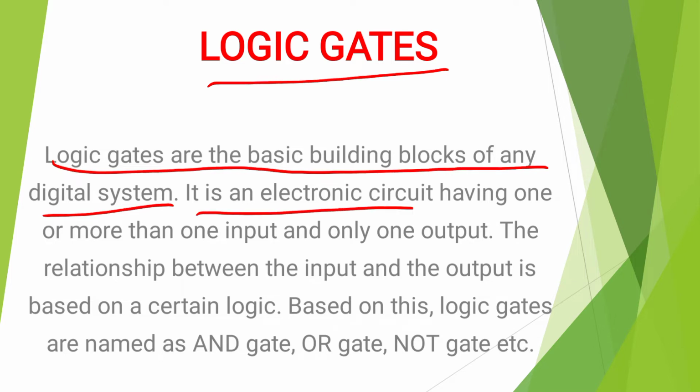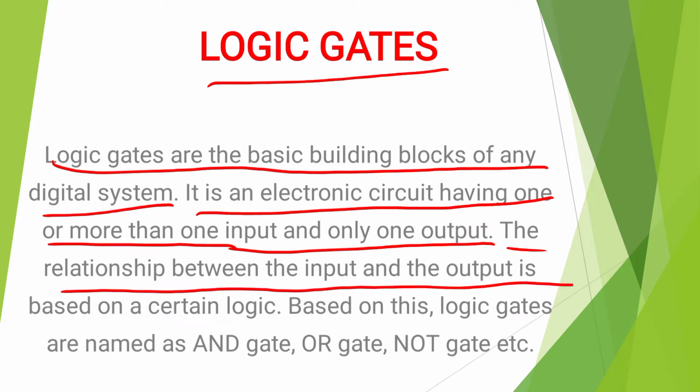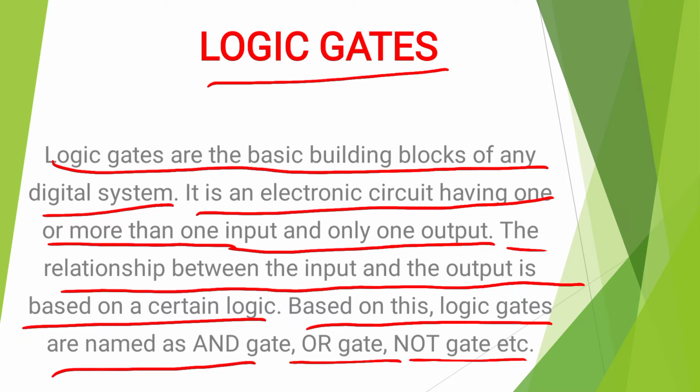It is an electronic circuit having one or more inputs and only one output, which means every logic gate has one or more inputs but only one output. According to the logic, it will generate only one output, not input. The relationship between the input and output is based on a certain logic, which means based on the logic of that particular gate, it will produce the outputs. Based on these logics, gates are named as AND gate, OR gate, NOT gate, etc.